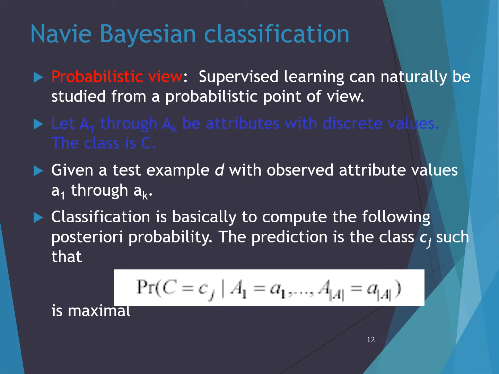And we have naive Bayesian classification, which has a probabilistic view, from which supervised learning can naturally be studied. Given a test example D with observed attribute values A1 through AK, the classification is basically to compute the following posterior probability. The prediction is the class Cj such that the probability of Cj is maximal.